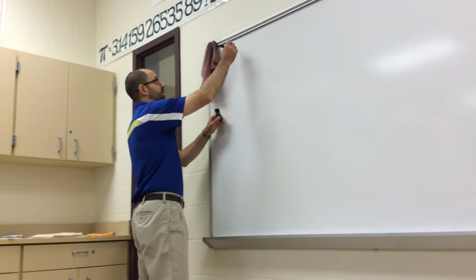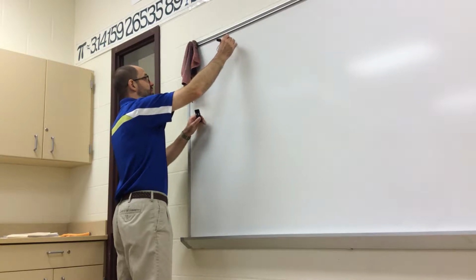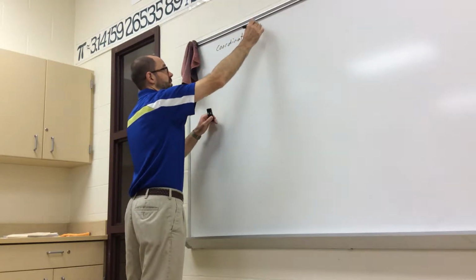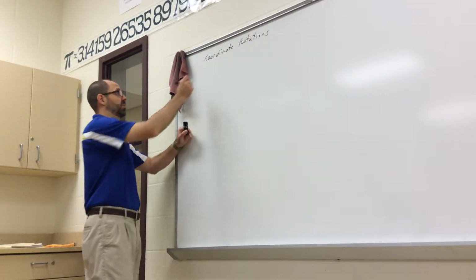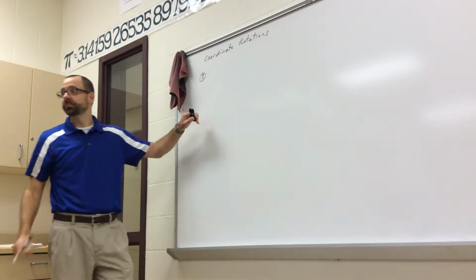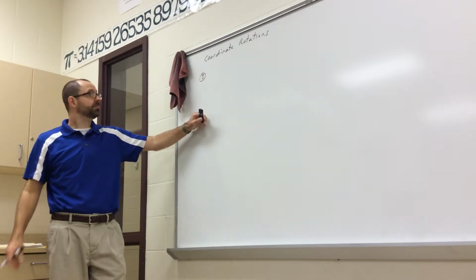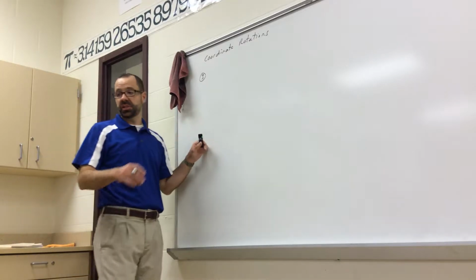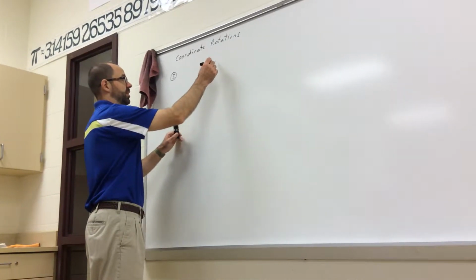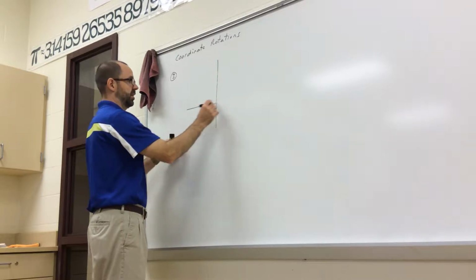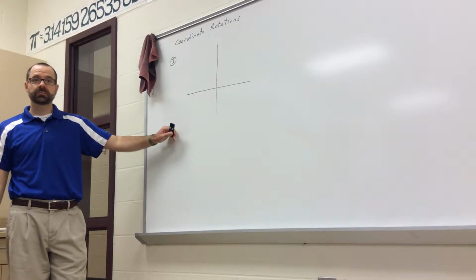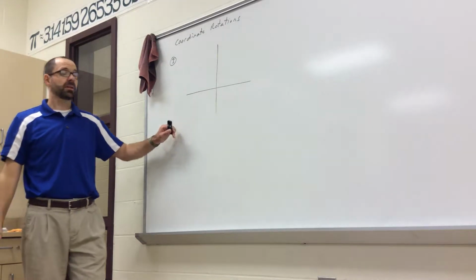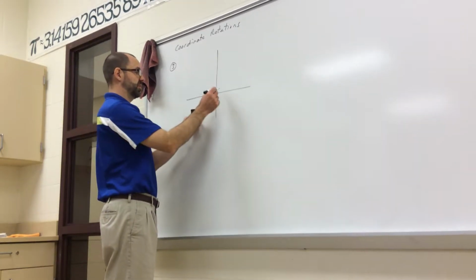So we're going to start on the graph paper. Title is Coordinate Rotations. And we are going to start with number 3. And you just need to draw on your graph paper a y-axis and an x-axis. And then we're going to plot the point A, which is 2, 4.